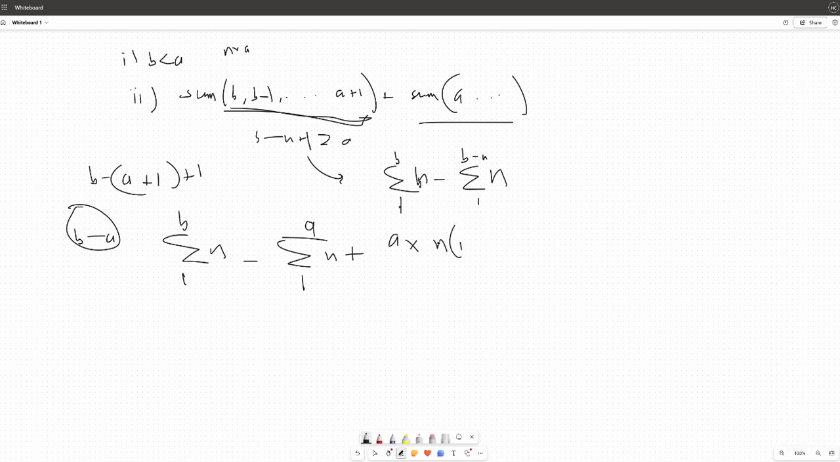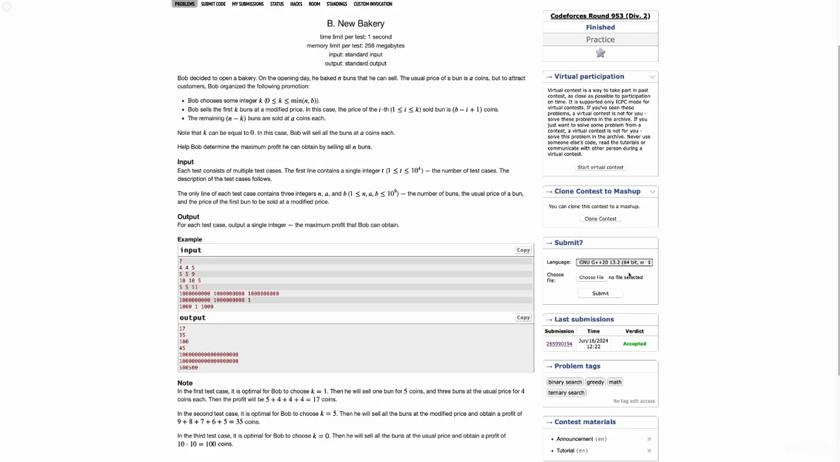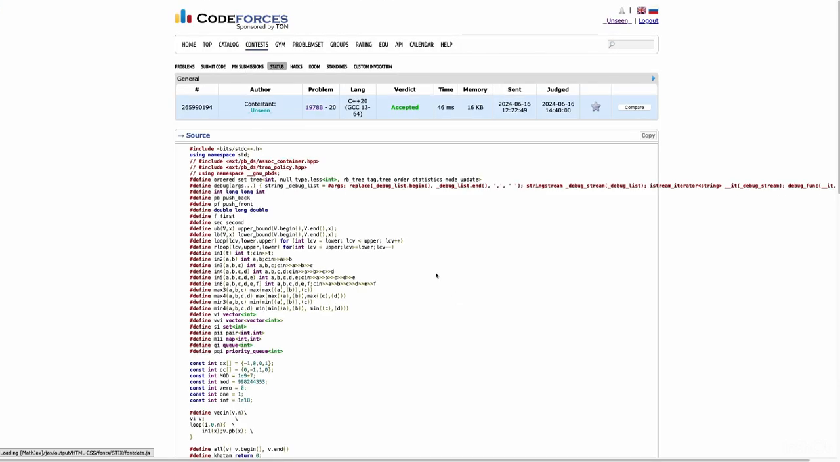Sorry for the bad handwriting, I'm using a mouse. So yeah, this will be the whole summation. So let us see how we coded this up. This is pretty fundamental.